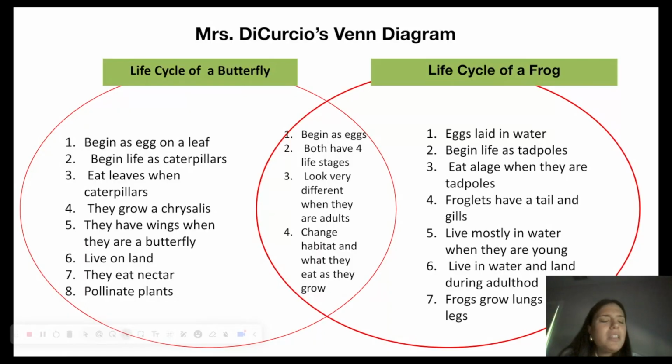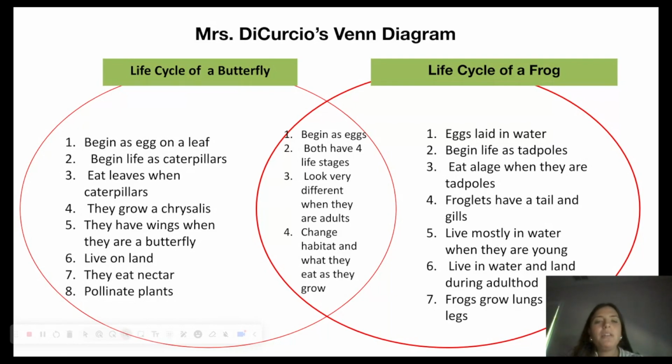And then they live mostly in water when they're young, right? Unlike butterflies, butterflies really don't go in the water. It's not good for their wings. And then when they're froglets, or more so adults, they jump out of the water and they live on land. And the frogs that live on land, they've grown lungs and legs. Butterflies don't have legs, right? No, they have little antennas that help them move around.